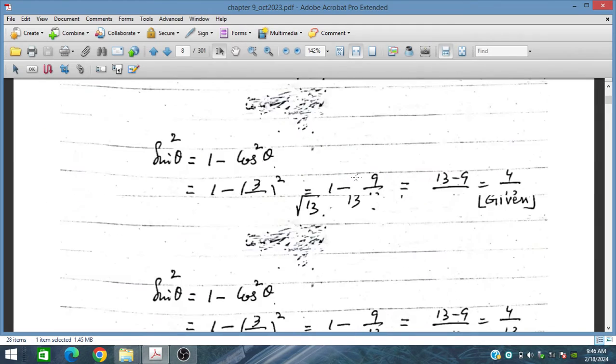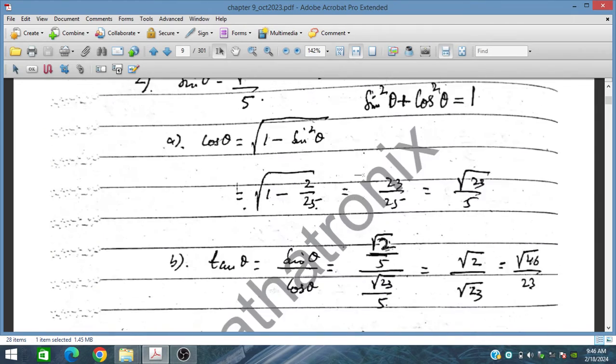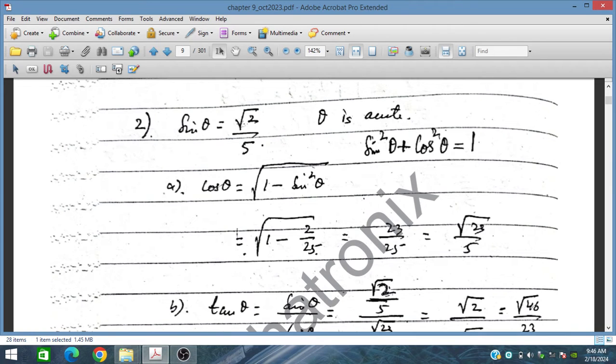So sine theta is equal to under root 2 upon 5. Theta is acute. Sine square theta plus cos square theta equals 1 is the relation. So cos square theta is equal to 1 minus sine square theta, and taking the square root on both sides, cos theta is equal to under root 1 minus sine square theta. Because theta is acute, all the values will be positive, so we are taking only positive values.